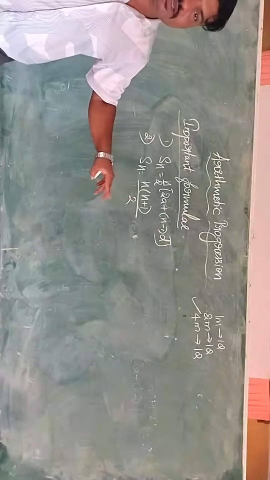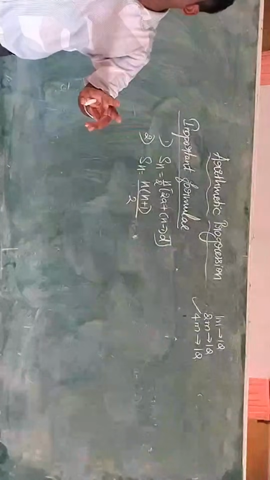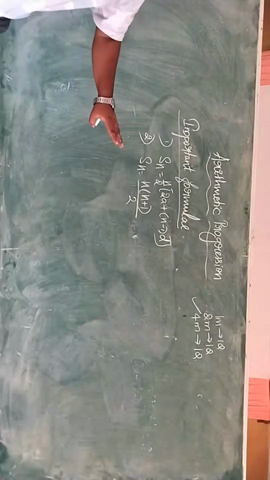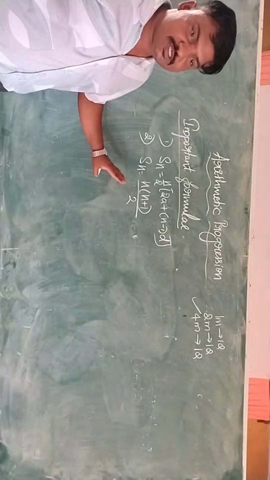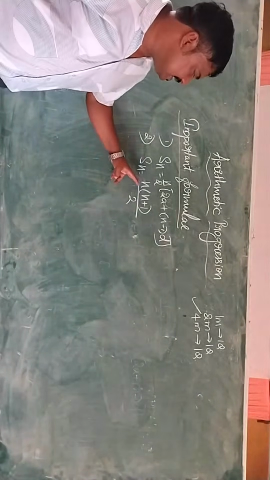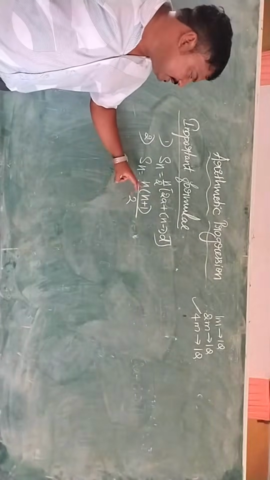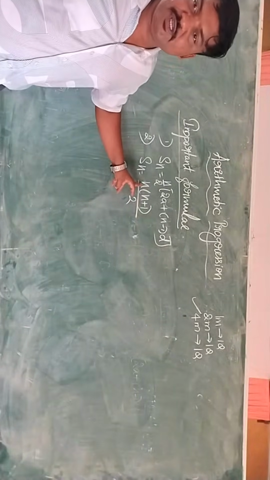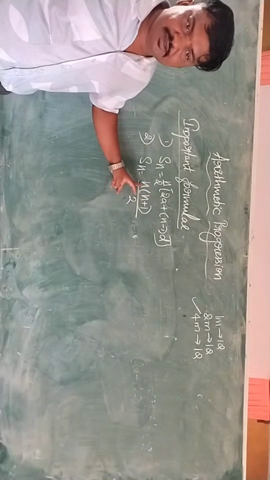Similarly, 1 plus 2 plus 3 plus 4 plus so on plus 200. So the last term is 200. Therefore, the total number of terms in this AP is 200. The formula is Sn is equal to n into n plus 1 upon 2. Instead of n, you just have to substitute the number of terms, that is 200.